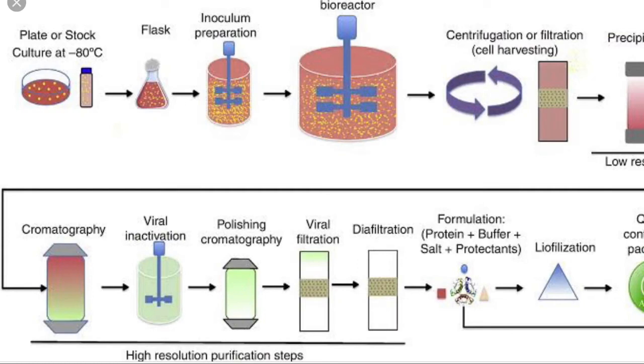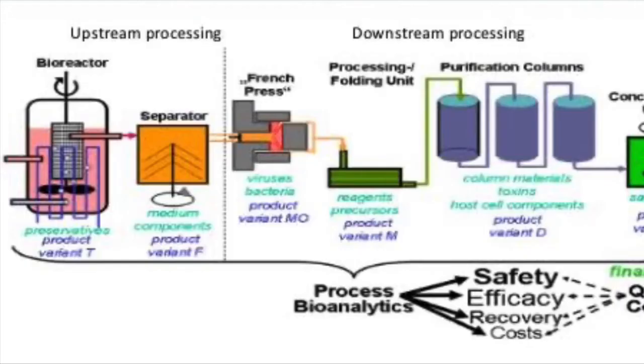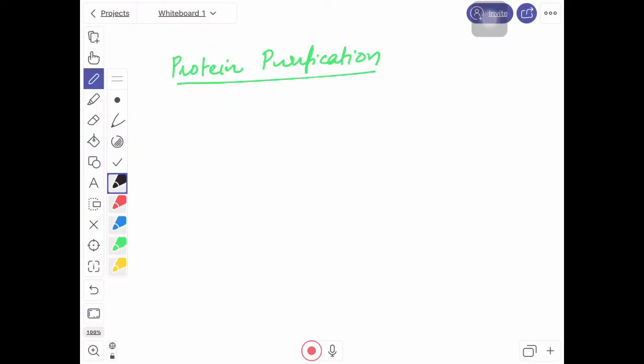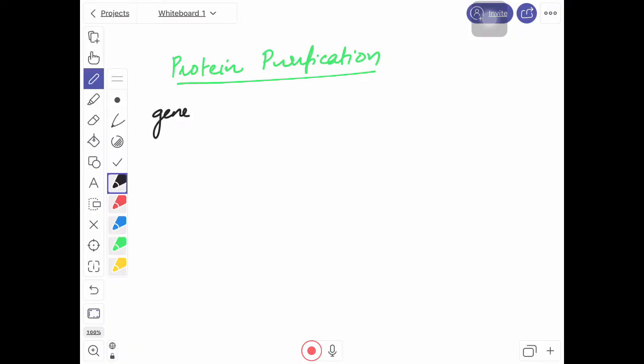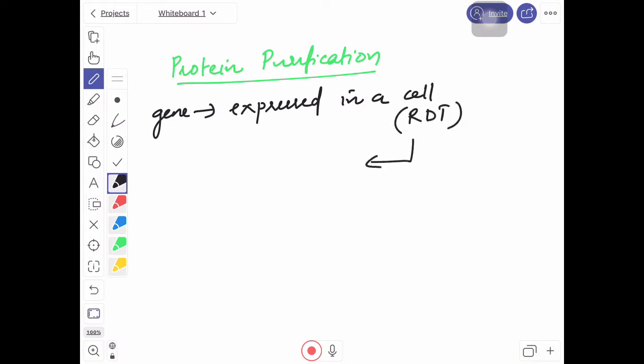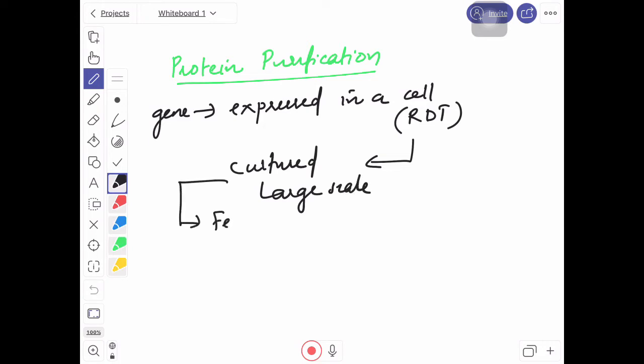Our next topic is protein purification. Actually, this topic is dealing with the purification of protein from the cells. That means we have taken a gene expressed in a cell using RDT, and those cells are cultured on a large scale. Now, these are there in the fermenter.